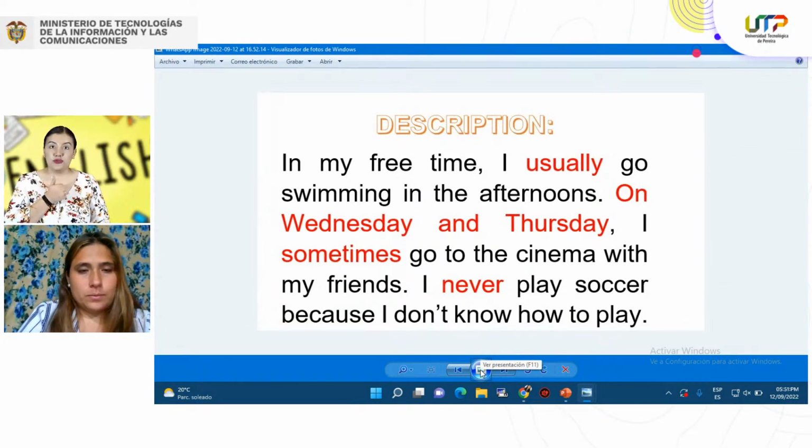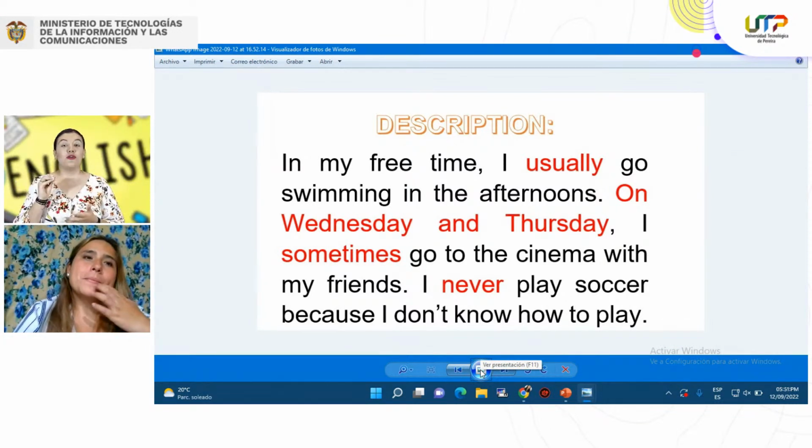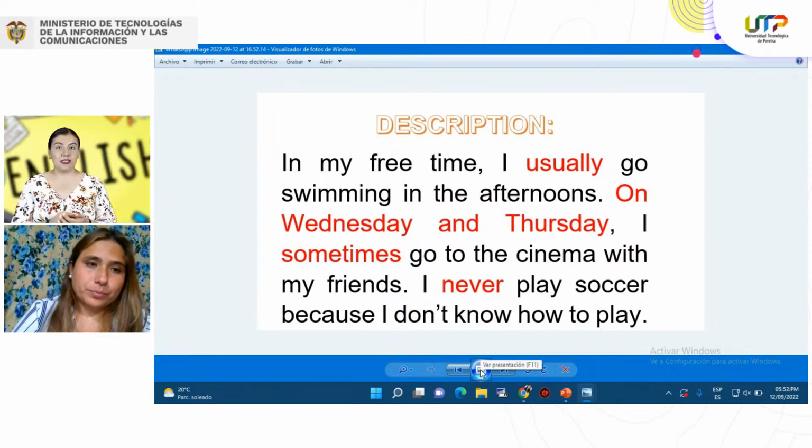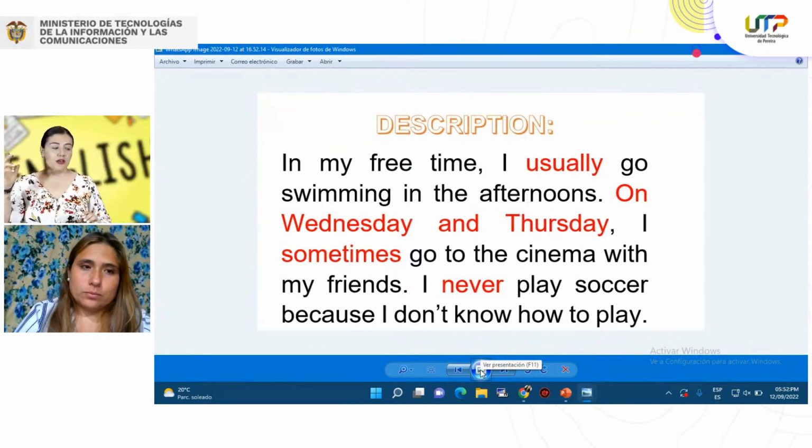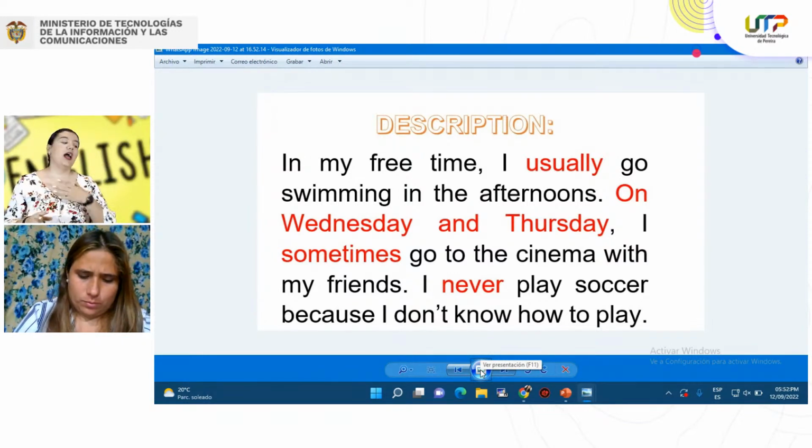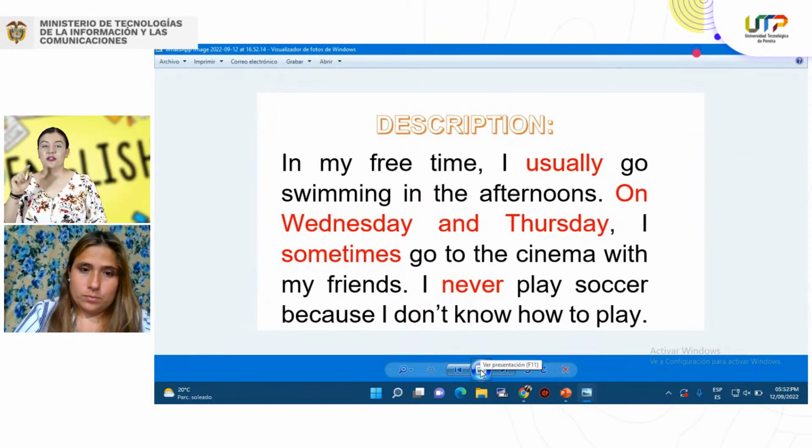I usually, so I used an adverb of frequency, I usually go swimming in the afternoons, ¿ya? Period. Ojo con esto porque es que en español tendemos a mezclar todas las ideas y no ponemos signos de puntuación. Entonces hay que usar los signos de puntuación correctamente, ¿sí? Si das una oración, punto y continúo con la siguiente. Entonces, I usually go swimming in the afternoon.